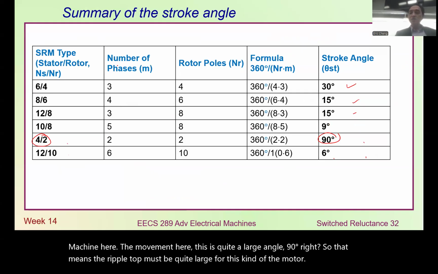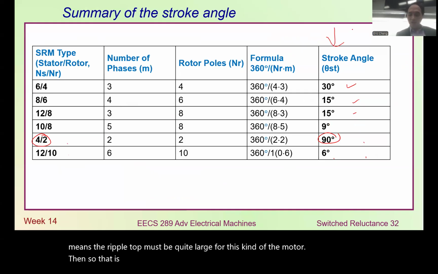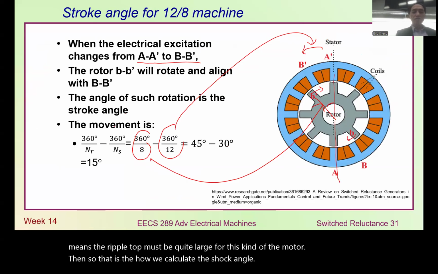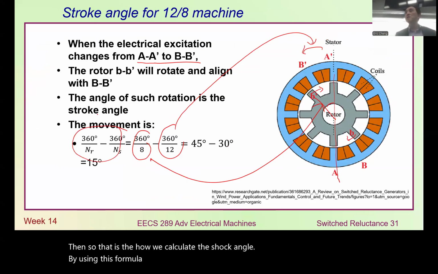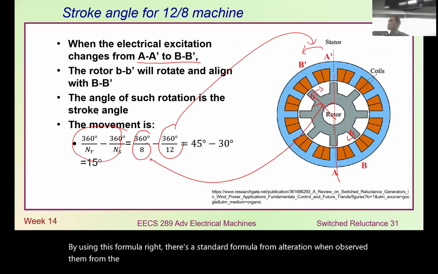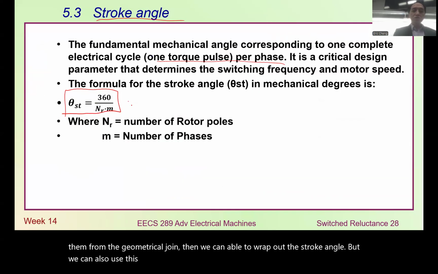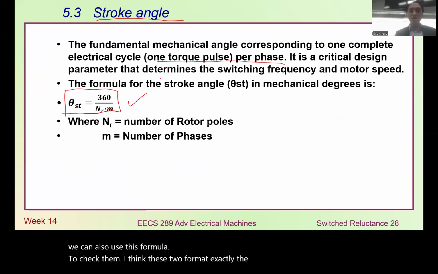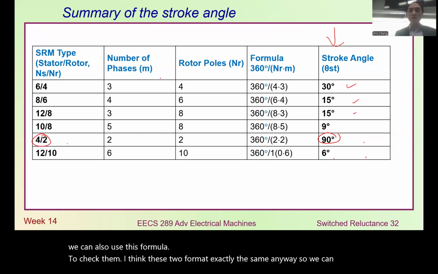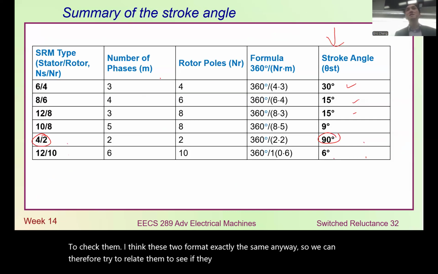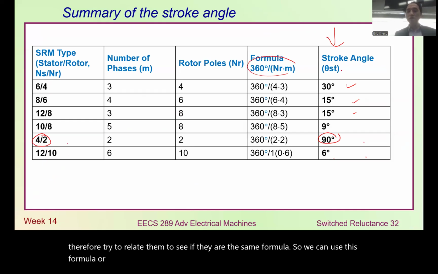So that is how we calculate the stroke angle using this formula, right? That's a standard formula from observation. When we observe them from the geometrical point of view, then we are able to work out the stroke angle. But we can also use this formula to check them. I think these two formulas are exactly the same anyway. So we can try to relate them to see if they are the same formula, using either this formula or our observation formula to check.